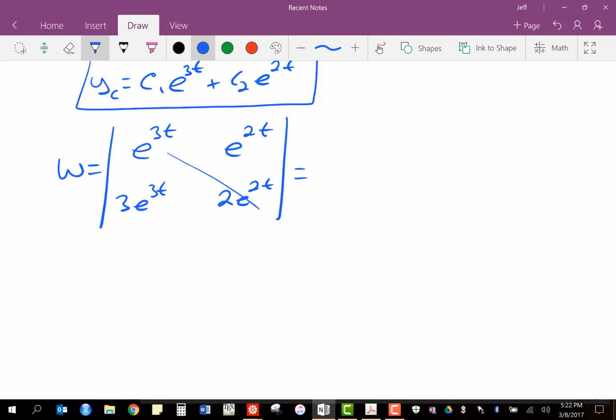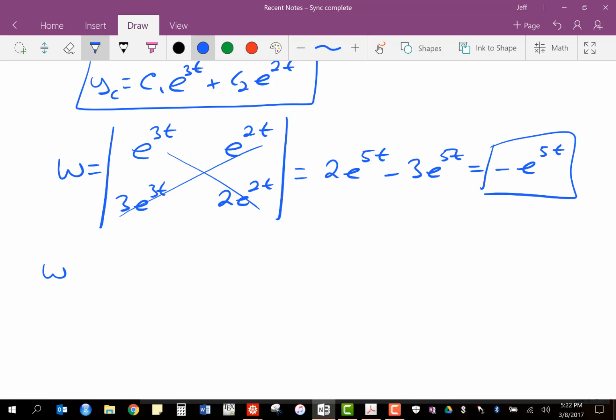Multiply in this direction, I will get 2 times e to the 3t times e to the 2t, which is e to the 5t. And then minus what I would get in this direction, that's going to be 3 times e to the 5t. So the Wronskian is negative e to the 5t.